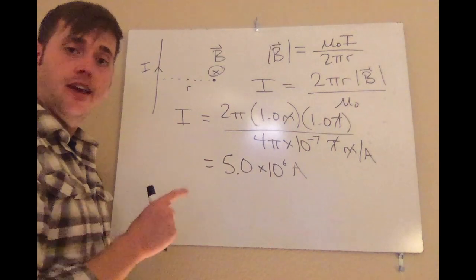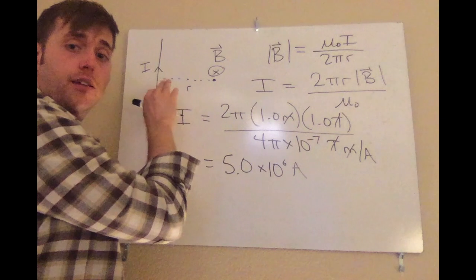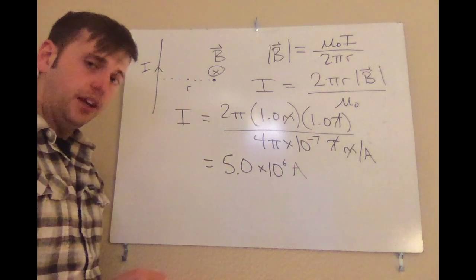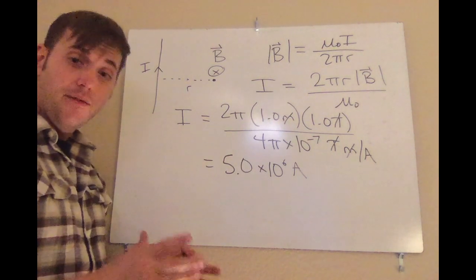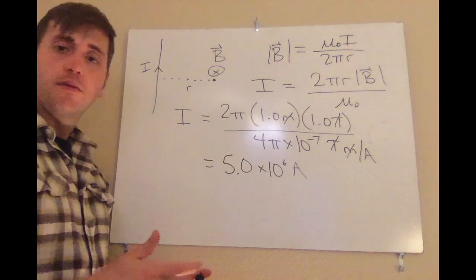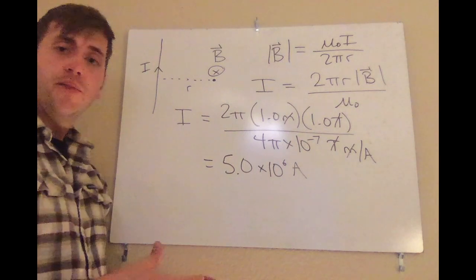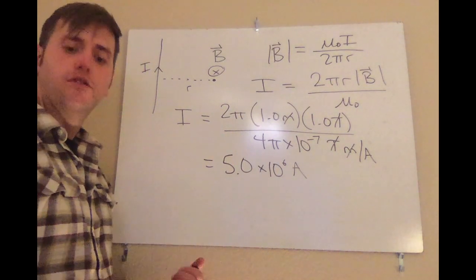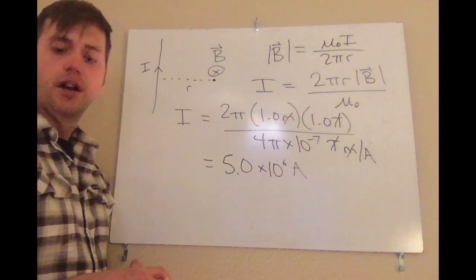That's how much it's going to take just to get 1 Tesla of magnetic field strength if you're only a meter away from this wire. So really think about how that would go. If you tried to run 5 million amps of current through a wire, you would immediately vaporize it. You would just immediately destroy it because, of course, when you run current through a wire, it produces thermal energy. This much current is just going to completely destroy the wire in an instant. You would never be able to run this much current through a wire.